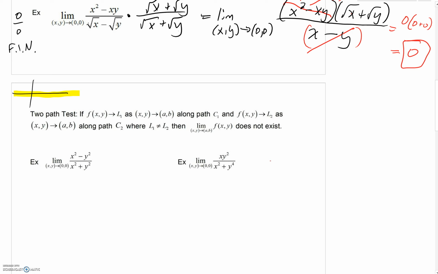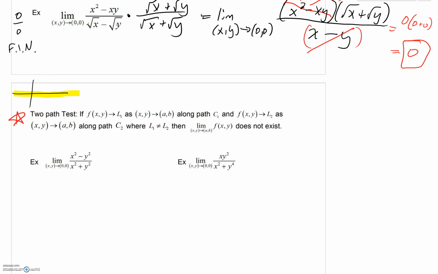sometimes you'll try to factor without success, and this is where we're going to need the two-path test. The two-path test is really a wonderful way of saying, look, we know that we're not forced to just have two directions, from the right of an x value and the left of an x value. We could have infinitely many different paths to that point.